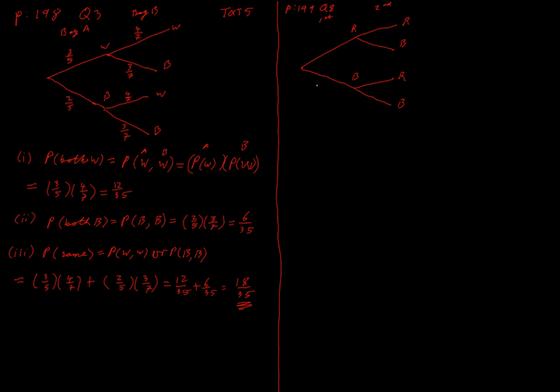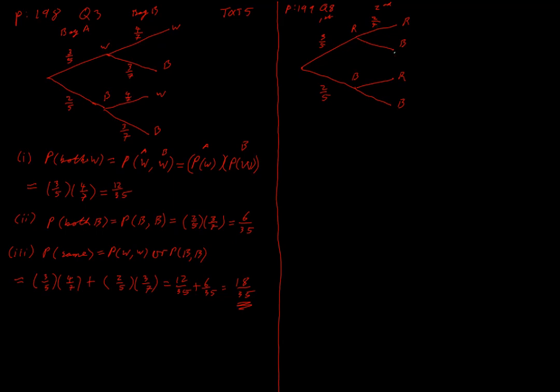We have 3 red cubes and 2 blue ones, so we have 3 red out of a total of 5 and 2 blue out of a total of 5 the first time. Now what's happened here? We've taken out a red. If we're on this path, we've taken out 1 red. So there's only 2 reds left, but we've also taken out a cube. So there's only 4 cubes left in total. So we have 2 reds left out of a total of 4 cubes left.